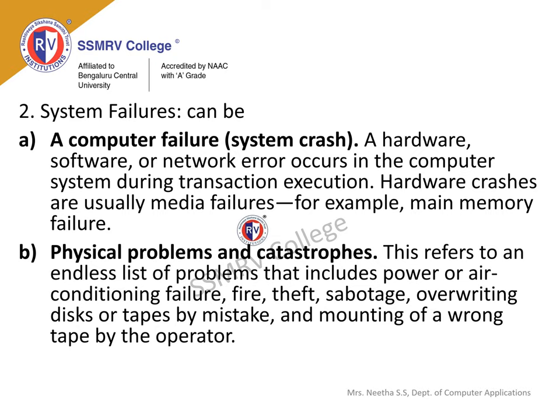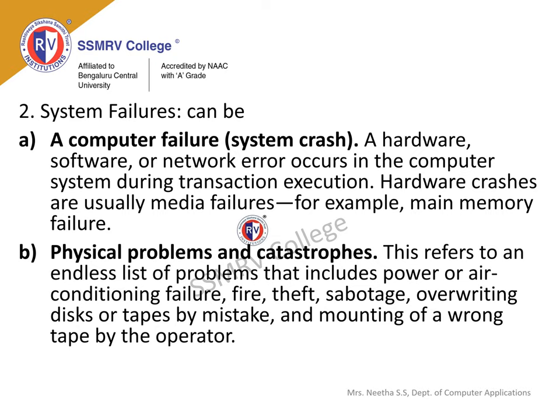Next, the second type of database failure, that is system failures. System failures can be computer failure, physical problems and catastrophes. What is computer failure or system crash? A hardware, software or network error occurs in the computer system during transaction execution. Hardware crashes are usually media failures, for example, main memory failure.